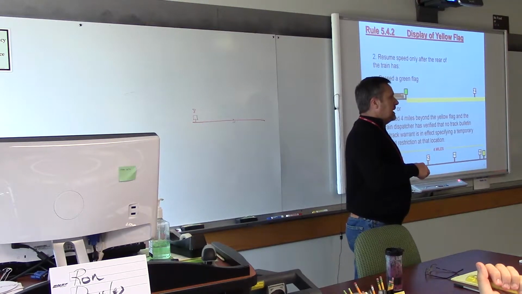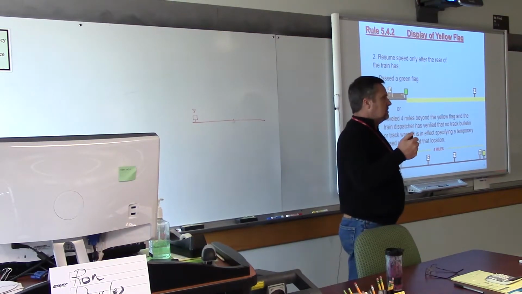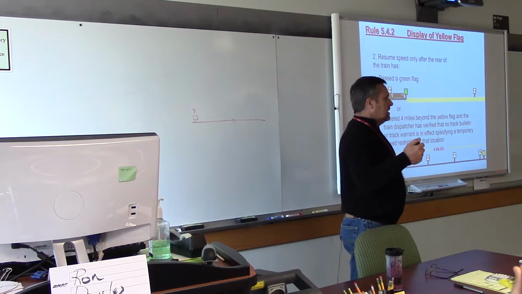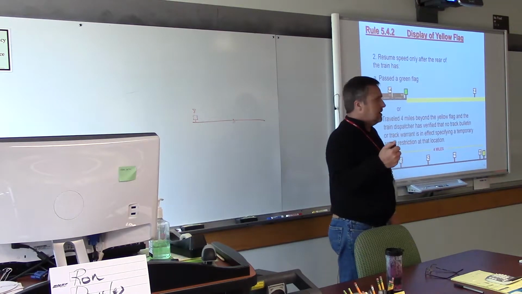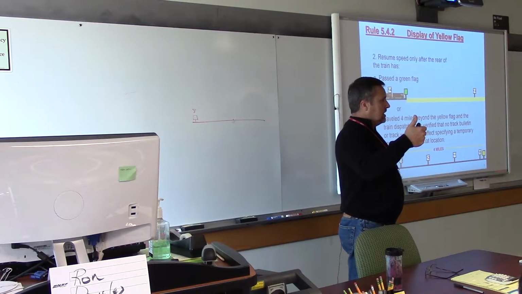I got a hold of the dispatcher. Dispatcher, there's a yellow board out here at milepost 14. You got anything on that? Train dispatcher: No, I don't have anything on it. Right, you've gotten a hold of the dispatcher.